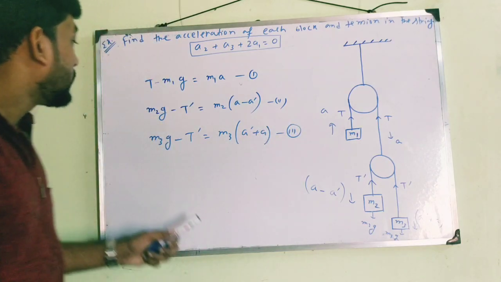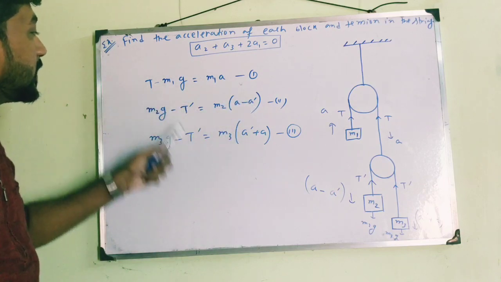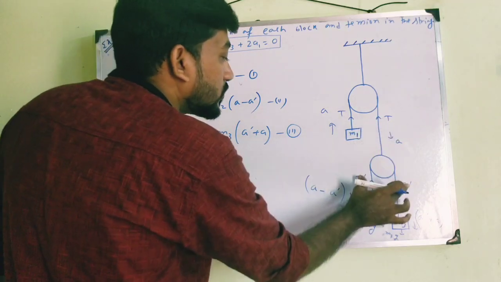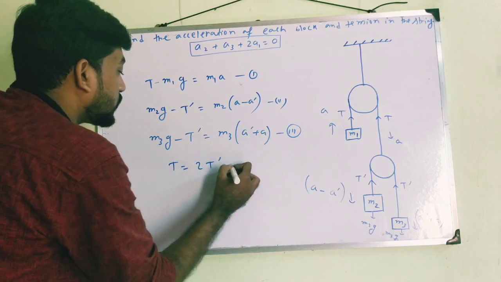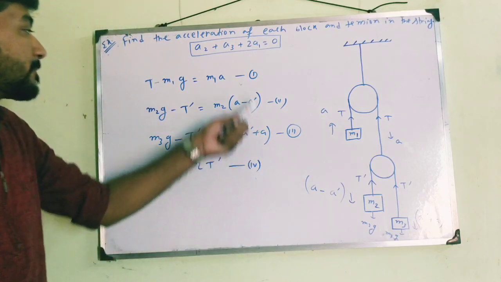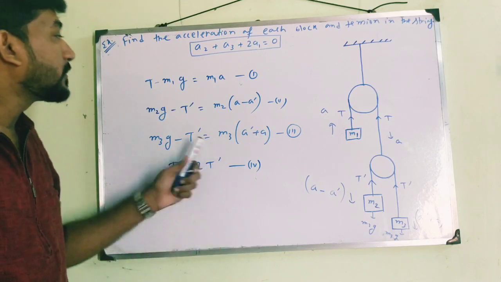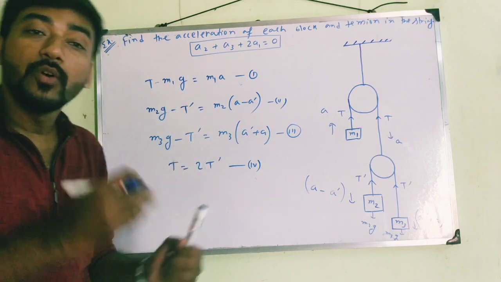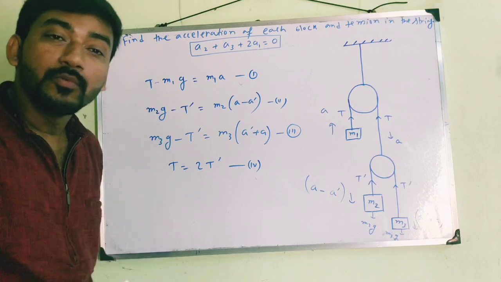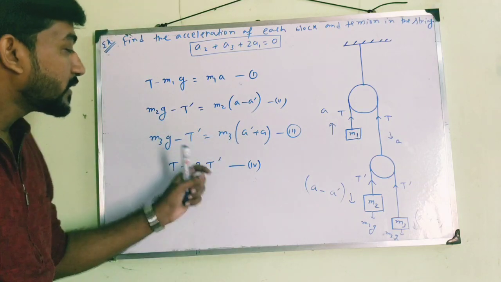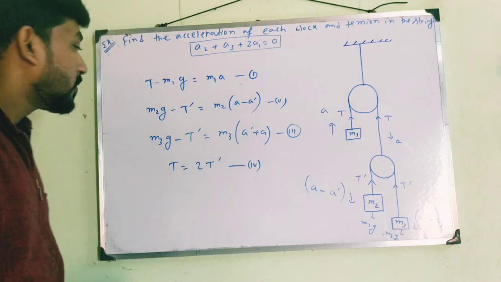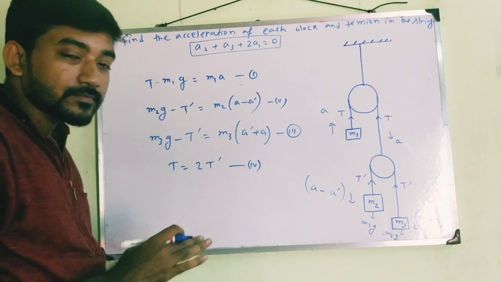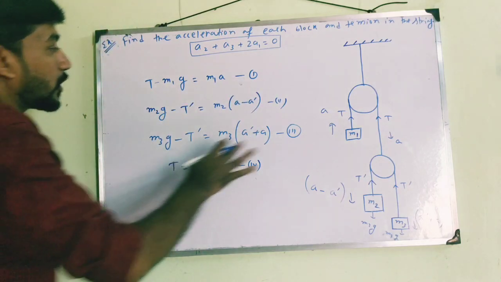And here we have 4 variables, 1, 2, 3, 4: t, t prime, a and a prime, but we have only 3 equations, so we need one more equation, and that we will get from t equals 2t prime. This is our equation 4. So again we have 4 equations and 4 variables, and we can easily solve the problem. But in the previous case we had 5 variables and 5 equations, so one equation more. When there is one more equation, the problem will be a little lengthy, and here by using our prediction we can reduce the problem a little bit. Not much more, because this calculation will be similar to that. Now we can solve this problem easily.